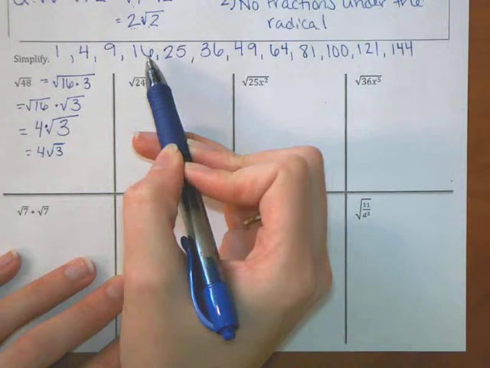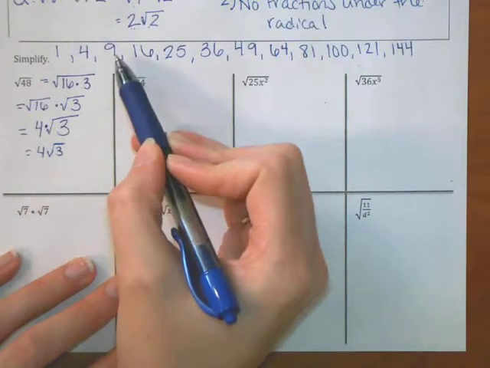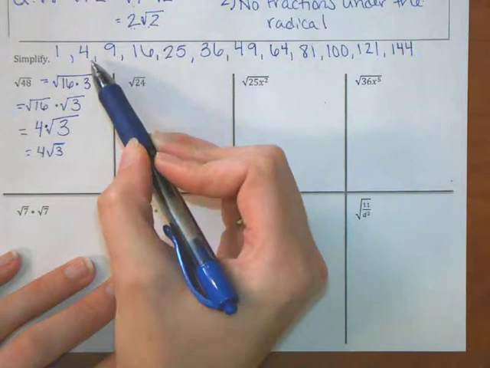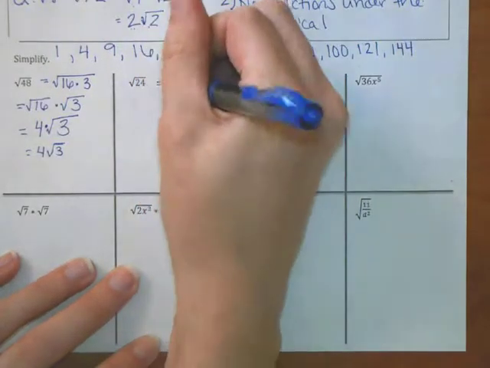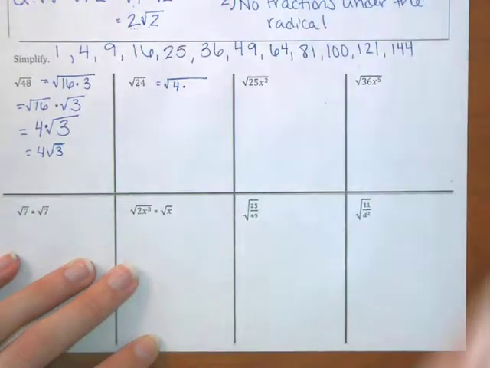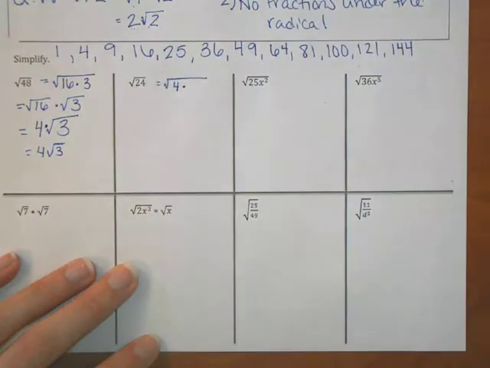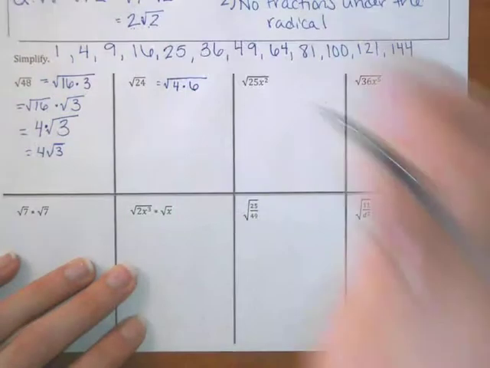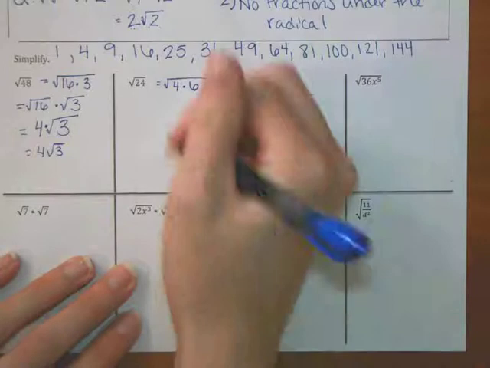Does 16 go into 24? No. Does 9 go into 24? No. Does 4 go into 24? Yeah. All right. So I want to write this as a multiplication problem with 4 times, and what is my other factor? 6. Now let's break apart our radical.